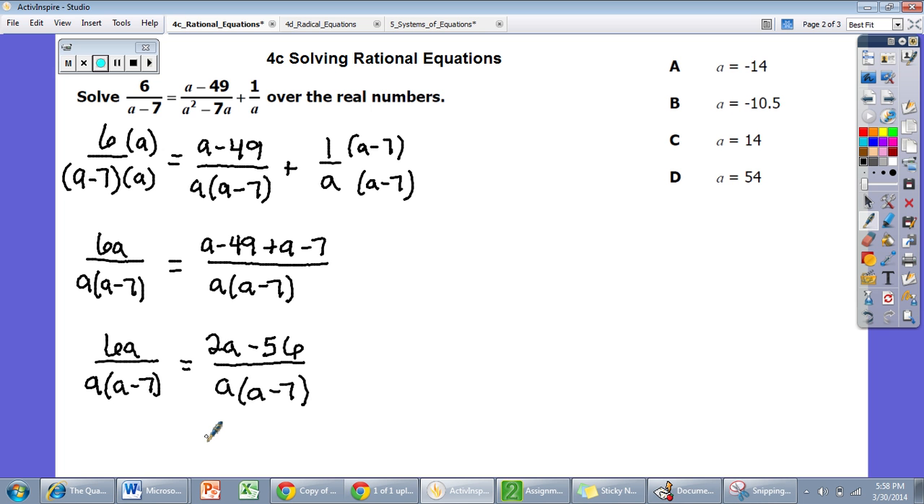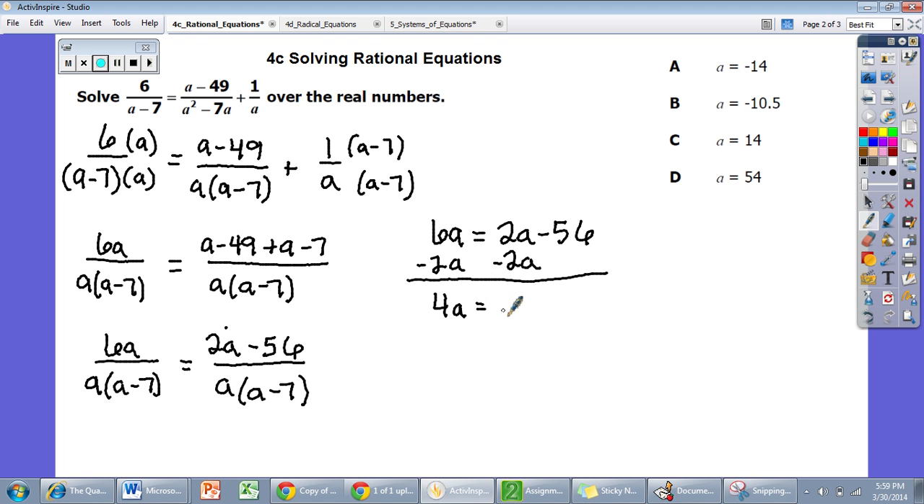So once again, I could cross multiply to solve this times this and this times this, but because I have like denominators on both sides, I know that if the denominators are equal, the numerators have to be equal as well. So I can just say 6a is equal to 2a minus 56. And that saves me so much work and is so much easier to solve. I'm going to subtract 2a from both sides. So 4a is equal to negative 56. And then I divide both sides by 4, and I get a is equal to negative 14.